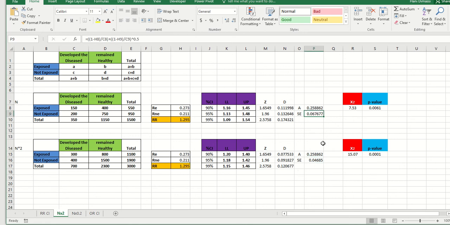So the standard error used to be 0.067, now it's 0.047. It got smaller, and that's what we were predicting, right? As the sample size increases, the standard error decreases because it's inversely proportionate. And therefore, if you look at what is happening to the confidence interval, so if you compare the 90% confidence interval here to the 90% confidence here, you will notice that this one is actually narrower. Instead of going from 1.16 all the way to 1.45, it's going from 1.2 to 1.4.